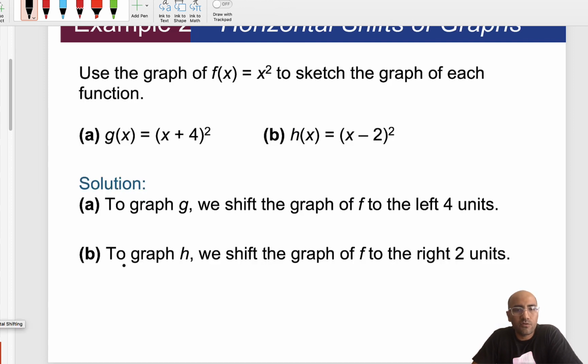So here's some more examples. Say we have our standard parabola, x squared, and then we want to consider what happens when we have (x + 4) squared. So what does this plus 4 do? Again, it's a little counterintuitive. It goes to the left, right? So it's going to be the regular parabola shifted to the left by 4 units. And this one's going to be the standard parabola shifted to the right by 2 units.